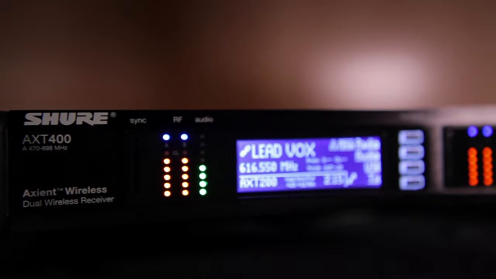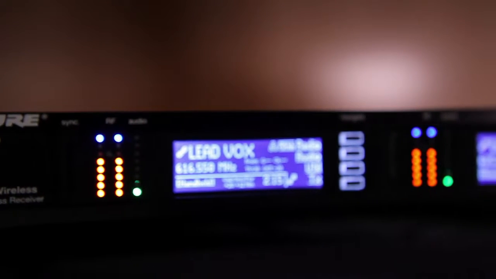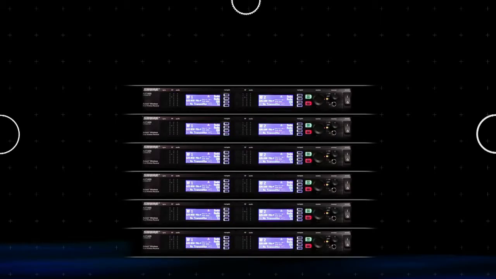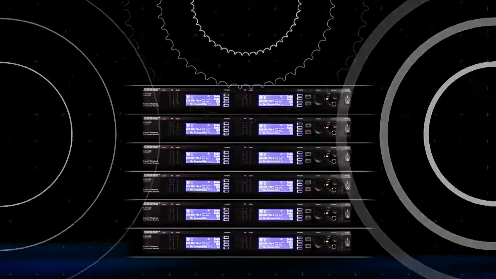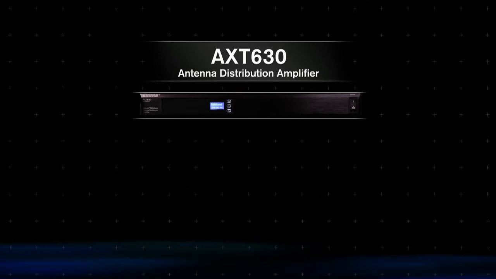The AXT400 receiver allows RF antenna signals to be cascaded to up to 5 total receivers in the same frequency band. If you have more than 5 receivers, or if you're using an assortment of different frequency bands, the AXT630 antenna distribution amplifier is recommended for optimal performance.